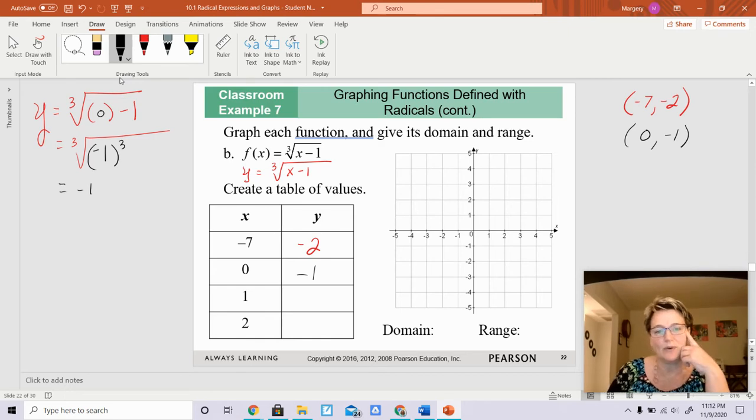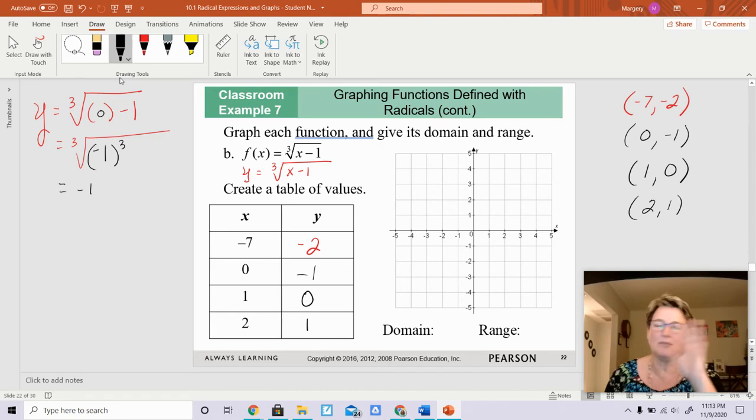Now my third point, if I put a 1 in here, 1 minus 1 is 0. The cube root of 0 is just 0. So that is my third point. The next one, I'm going to put in 2 here. 2 minus 1 is 1. The cube root of 1 is just 1. So that is my fourth point. There are many more points, but that's all we need to work with.